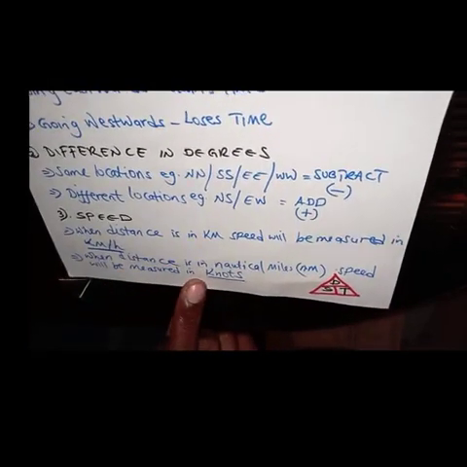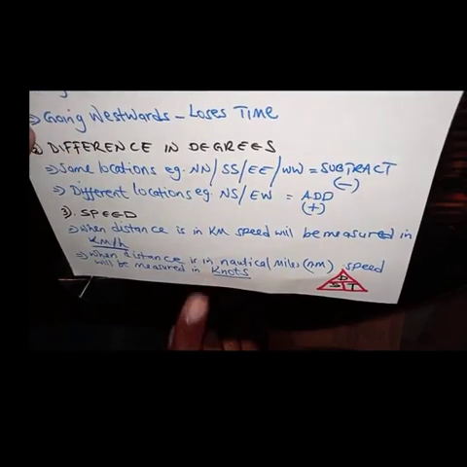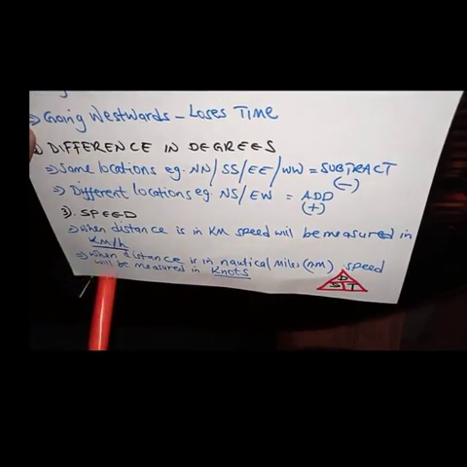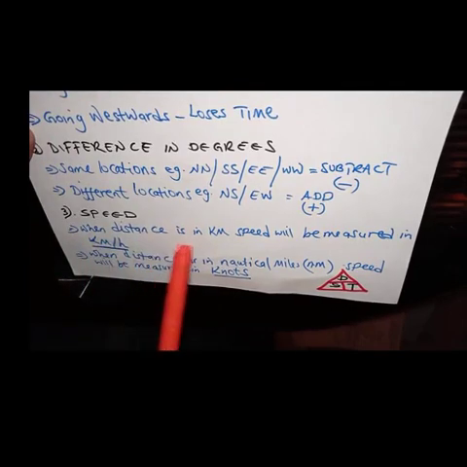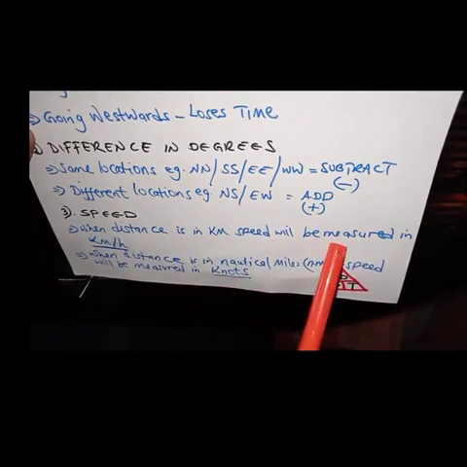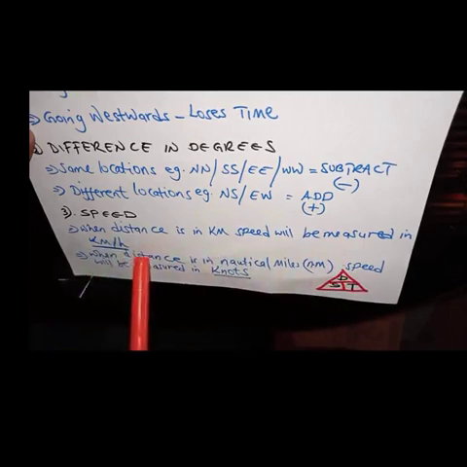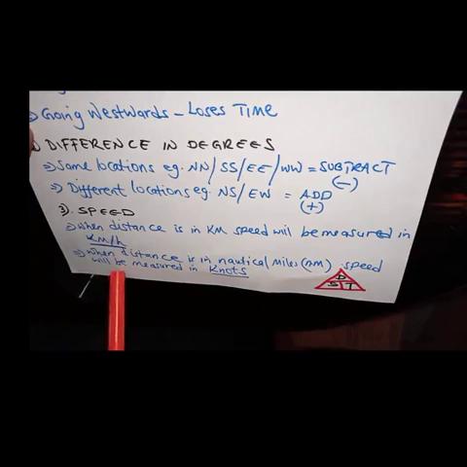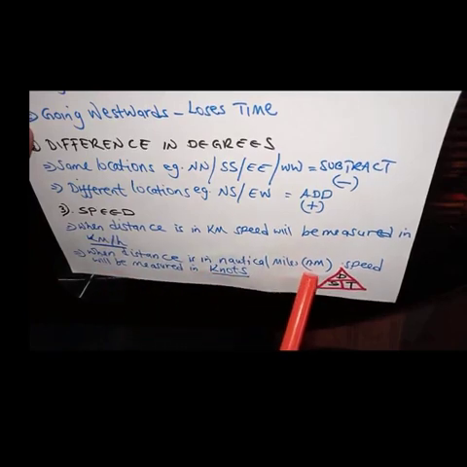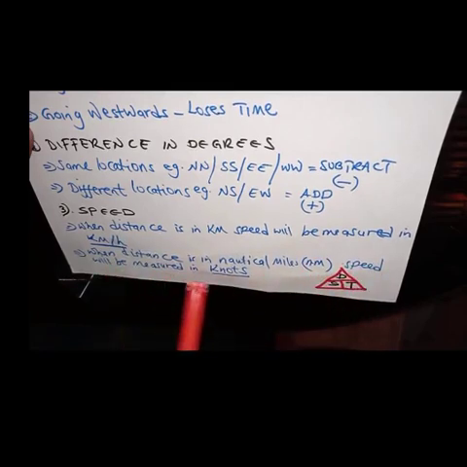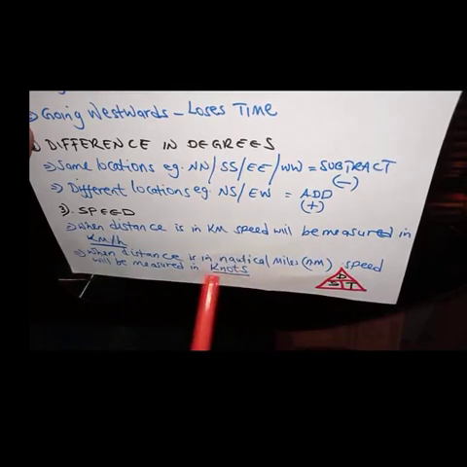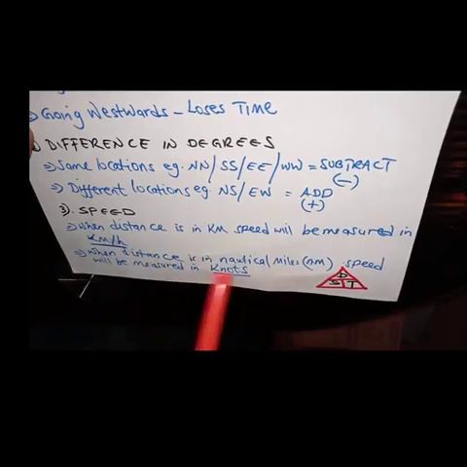Then we have the speed. When distance is in kilometers, speed will be measured in kilometer per hour. We are aware of this. But now when distance is in nautical miles, abbreviated as nm, the speed will be measured in knots. This is why if you see paper 1, they'll say find the speed in knots. Just know that the distance is in nautical miles.